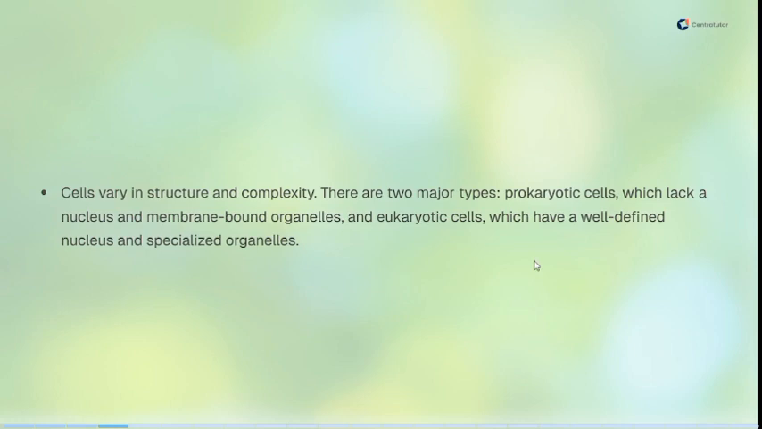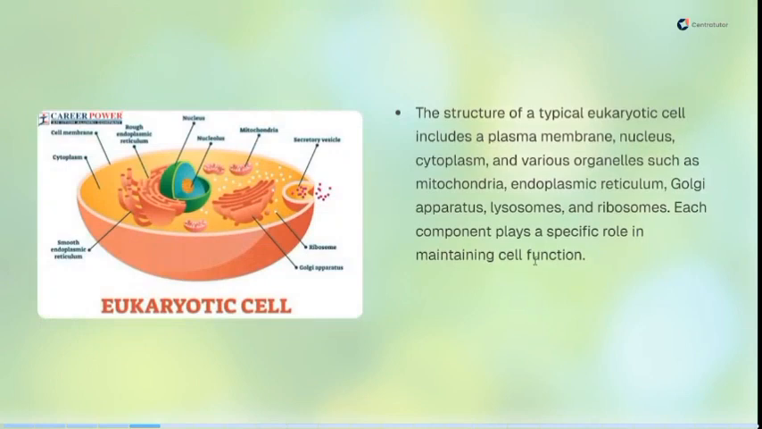While the eukaryotic cells are well defined, they have a nucleus and specialized organelles, meaning that each of those smaller units inside the cell has specific functions and specific activities that it carries out within that cell. So let's see what it looks like. This is a typical structure of a eukaryotic cell.